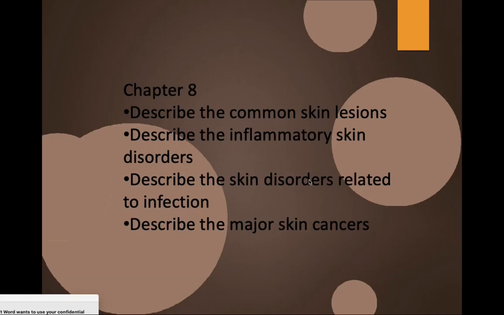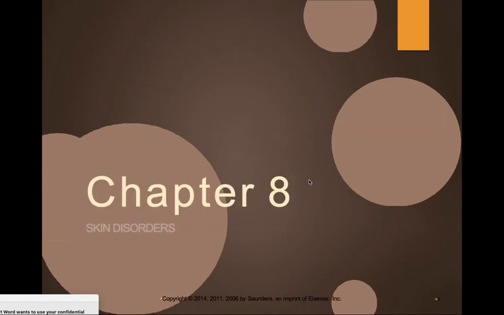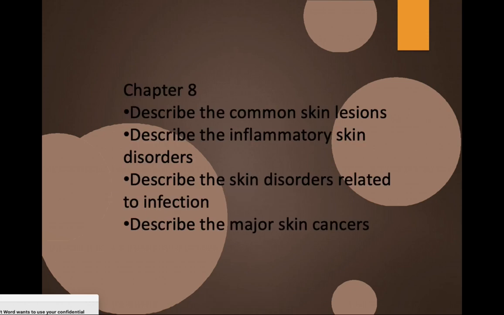All right, so we're going to be starting chapter 8, which is all about skin disorders. We'll start with a little bit of an introduction or a little review of some of the skin anatomy. We'll talk about the most common skin lesions. We'll describe the inflammatory skin disorders. Then we'll move to some skin disorders that are related to infections. And then we'll talk about some of the major skin cancers.